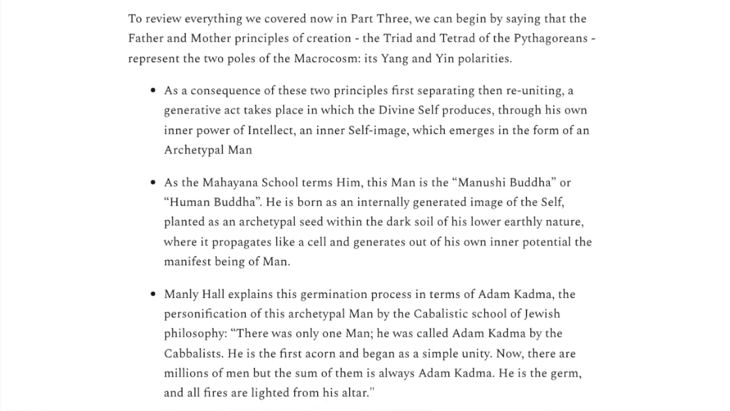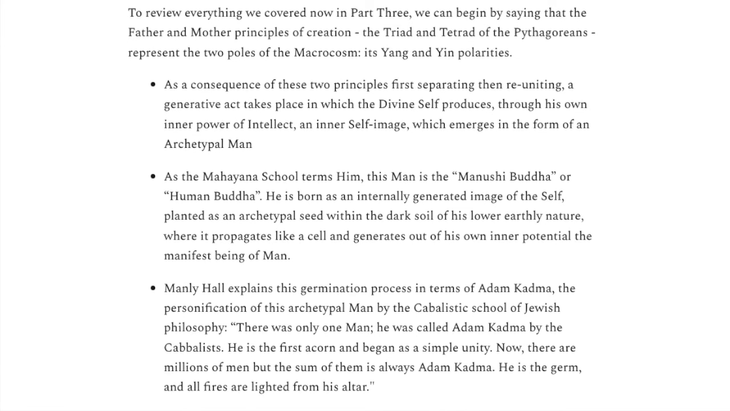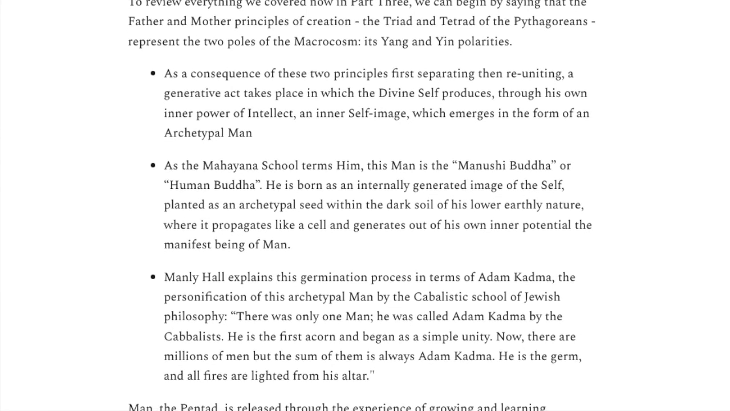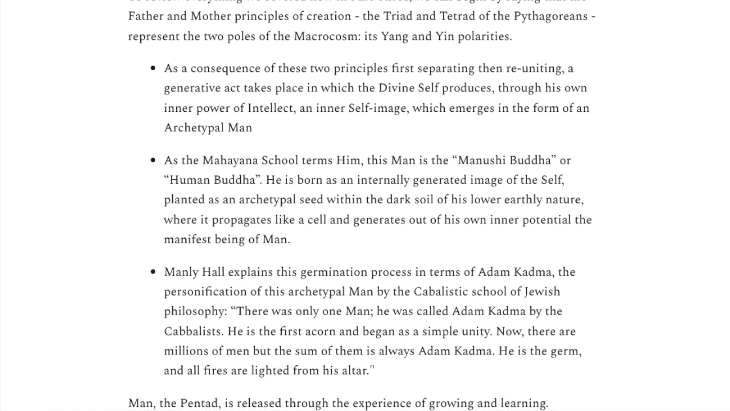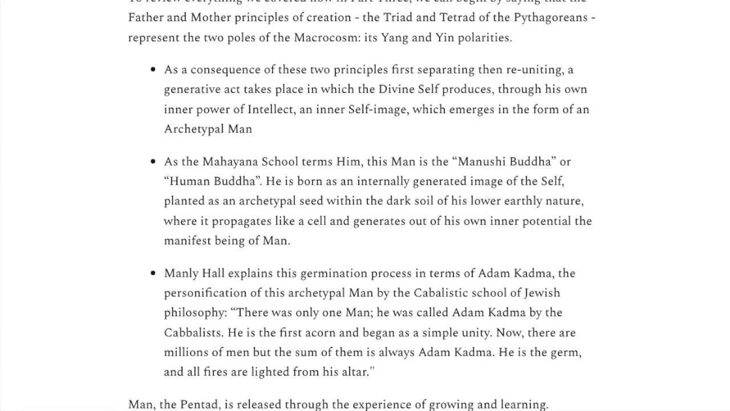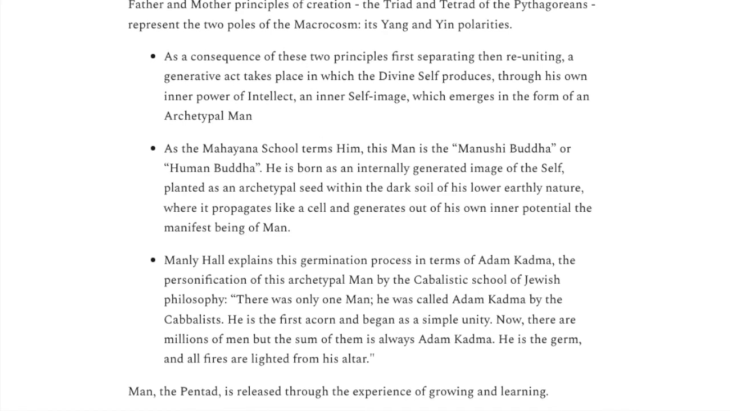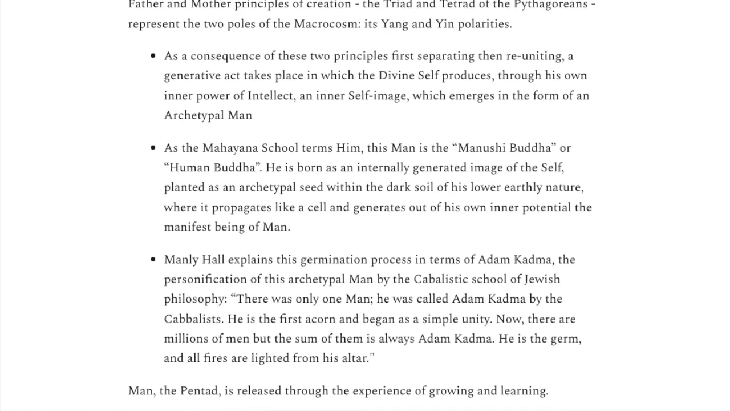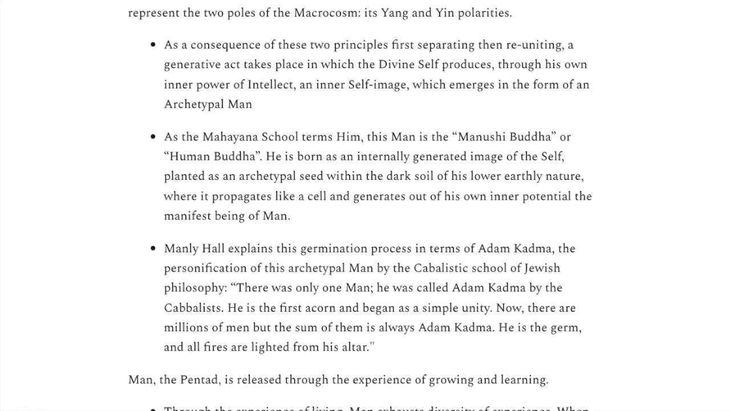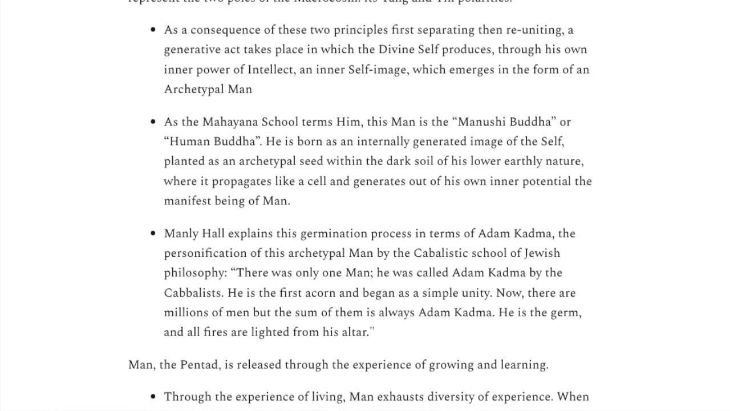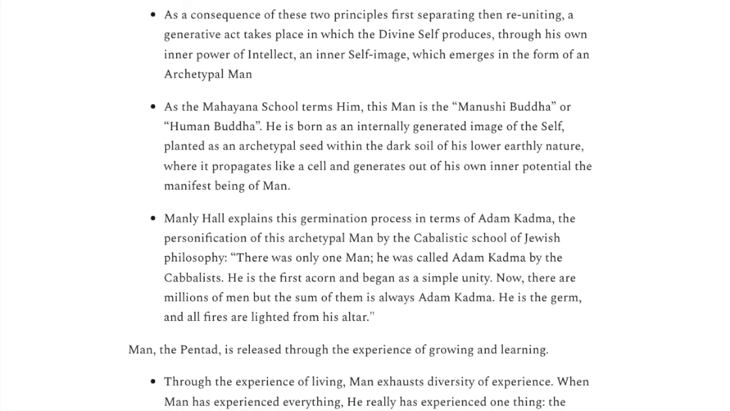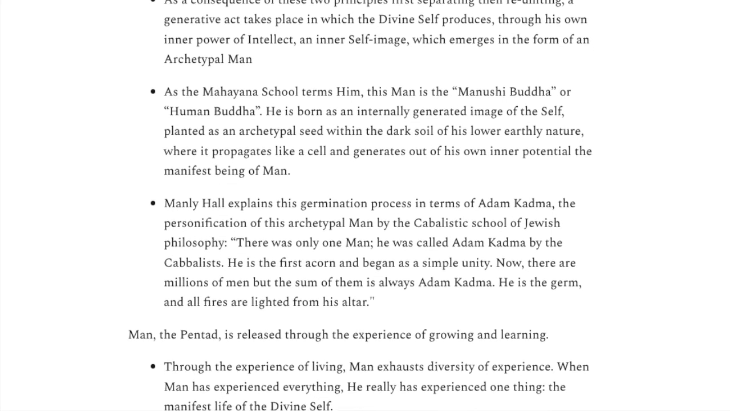Manly Hall explains this germination process in terms of Adam Kadma, the personification of this archetypal man by the Kabbalistic school of Jewish philosophy. Quote, "There was only one man. He was called Adam Kadma by the Kabbalists. He is the first acorn and began as a simple unity. Now there are millions of men, but the sum of them is always Adam Kadma. He is the germ, and all fires are lighted from his altar."